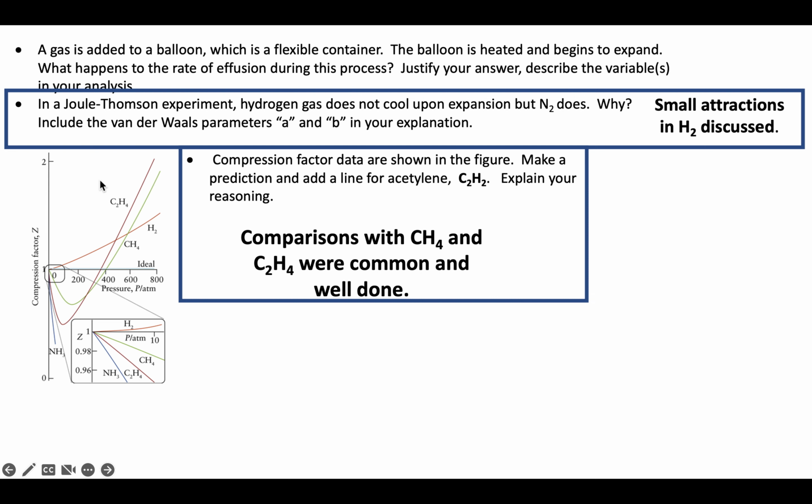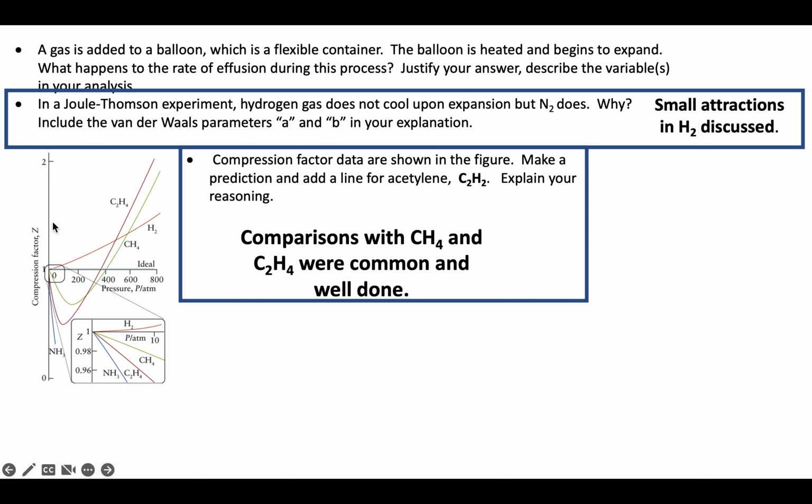A description of a Joule-Thomson and thinking about hydrogen gas relative to nitrogen gas. Folks did really well, primarily discussing small attractions in H2 and contrasting that with N2, which would exhibit more real gas behavior. I think responses benefited perhaps from seeing this same figure right here, because it was a helpful prompt to think about the A and B values present for hydrogen gas.